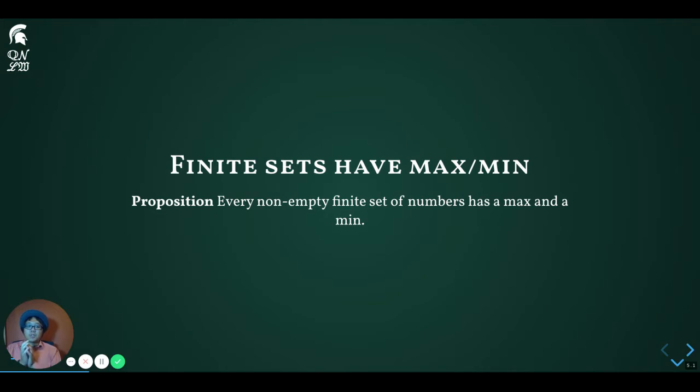The following proposition is useful and obvious. We include a proof as a review for proof by induction. Proposition: every non-empty finite set of numbers has a max and a min.